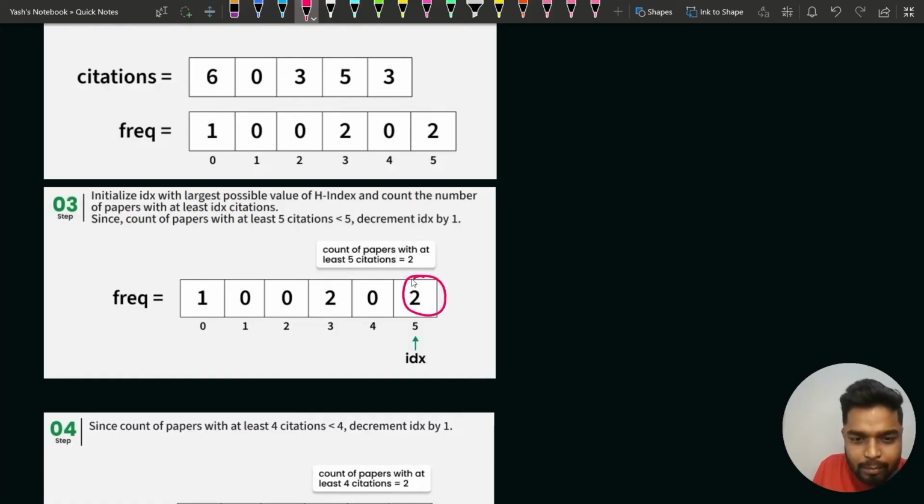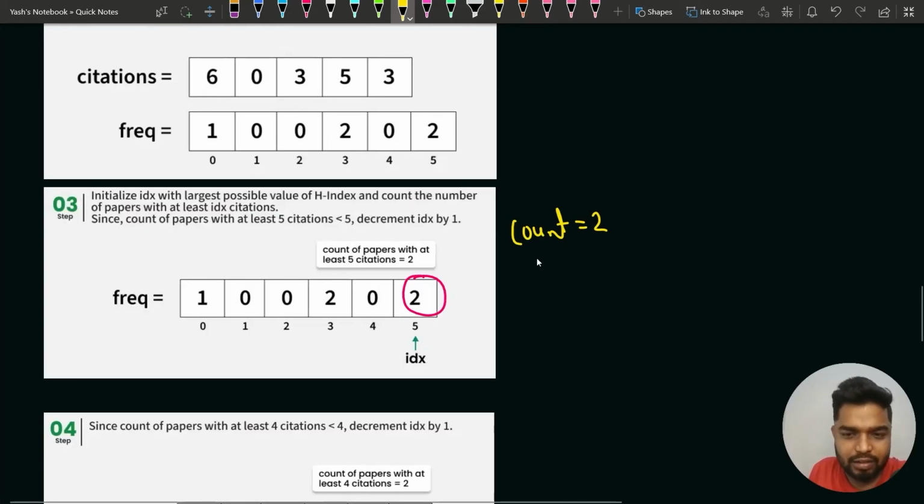But when I come across this particular element, then my counter will become equal to 2 here. So what does this mean? If I'm at the index 5 and the count is 2, this means that there are at least 2 papers which have been cited here. So when I start, the count is basically equal to 2 here. The count is equal to 2 means that there are 2 papers which have been cited at least 5 times.